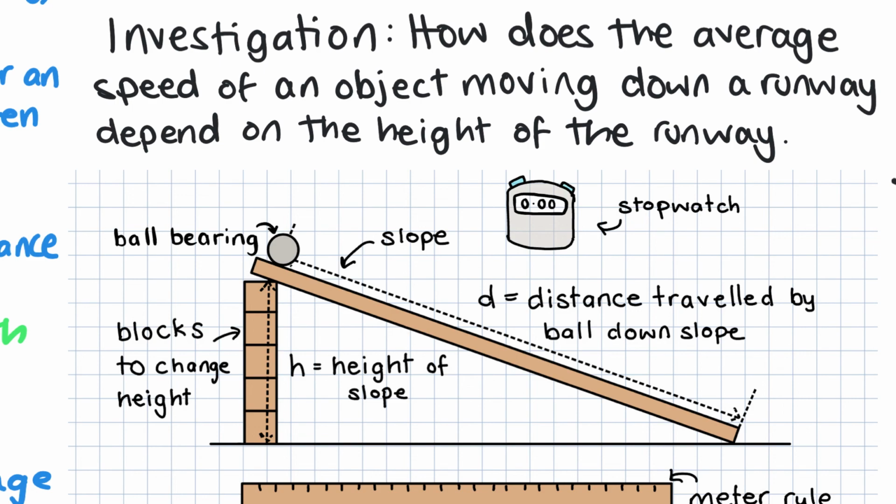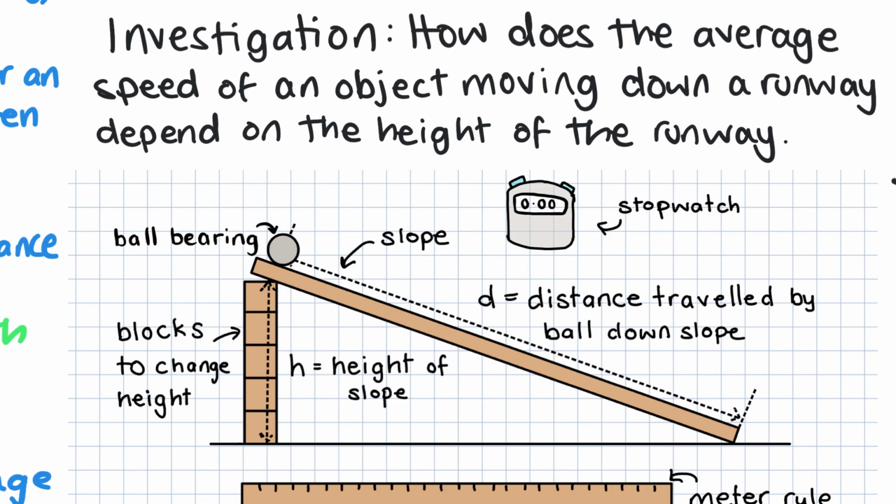So how do we do the experiment itself? Well, once we've collected all the apparatus, we start off with a small height, about 5 centimeters or so. We record the length of the slope, the distance that the ball is going to travel through. And then when we're ready, we let go of the ball bearing while starting the timer at the same time. We stop the timer when the ball has reached the end of the runway.